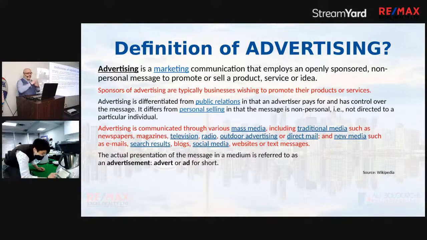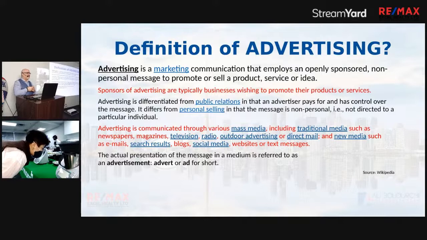So we went through the definition of marketing, e-marketing, and now we are doing the definition of advertising. Advertising is a marketing communication that employs an openly sponsored, non-personal message to promote or sell a product, service, or idea. As a realtor, we try to promote ourselves, advertise our services, sell ourselves to the buyer or seller. Then when we get a listing, we are promoting that listing. So we have two different ways of advertising or promotion. First for us and our services, then the promotion of the actual product that we have.